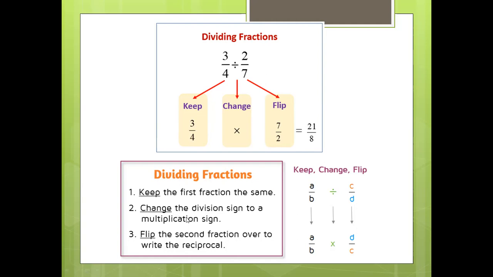So for dividing fractions, the first step we have to remember is keep the first fraction the same, and then change the division sign to a multiplication sign, and flip the second fraction over to write the reciprocal. And remember that in adding, subtracting, multiplying, and dividing an integer by a mixed number, change the mixed number to an improper fraction and determine the product. And if both fractions are mixed numbers, convert each mixed number to an improper fraction before you proceed to the operation. So now I will be showing you a video example again about these fractions and their operations.